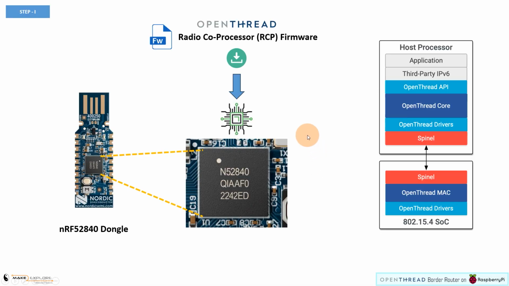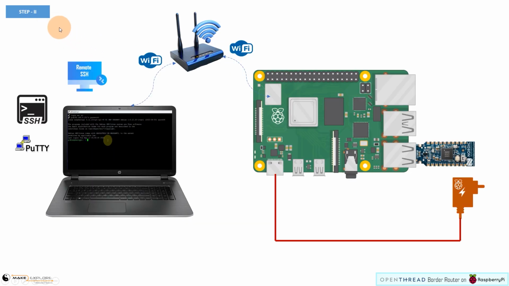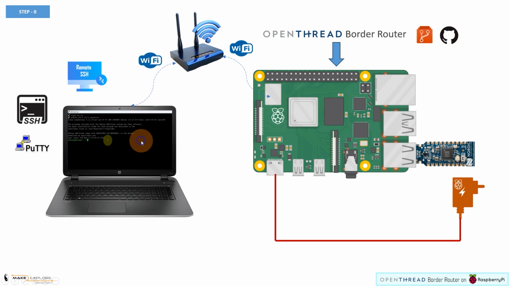In practical, we have to carry out two steps. First, we will flash the nRF dongle with an OpenThread RCP firmware. Then in step 2, we will install and set up OTBR, OpenThread border router, on Raspberry Pi via command line using the official OTBR GitHub repository.